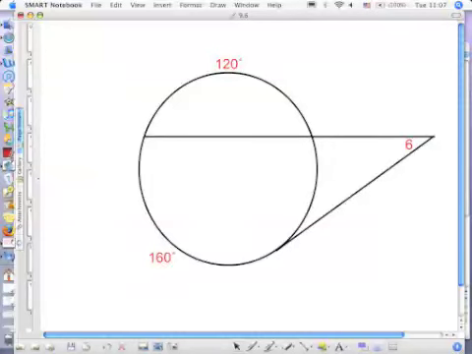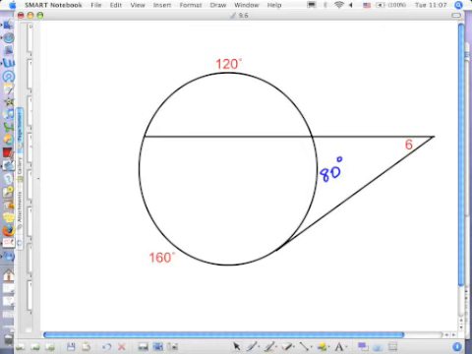The angle is found outside, so I need to subtract the two arcs, but I don't have the right two arcs. You could figure it out. How, Patrick? That'll have to equal 360. So what's the missing arc measure? The missing arc measure is 80 degrees. So angle 6 is equal to 40, because 160 minus 80 is 80, and half of 80 is 40.